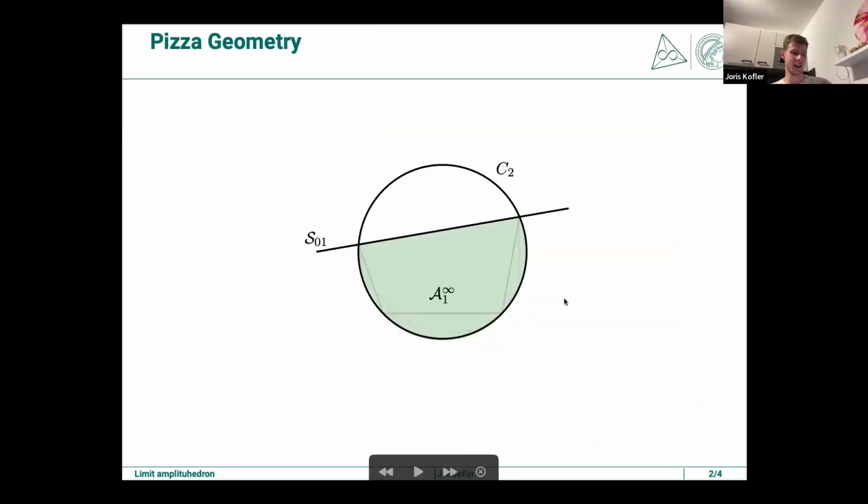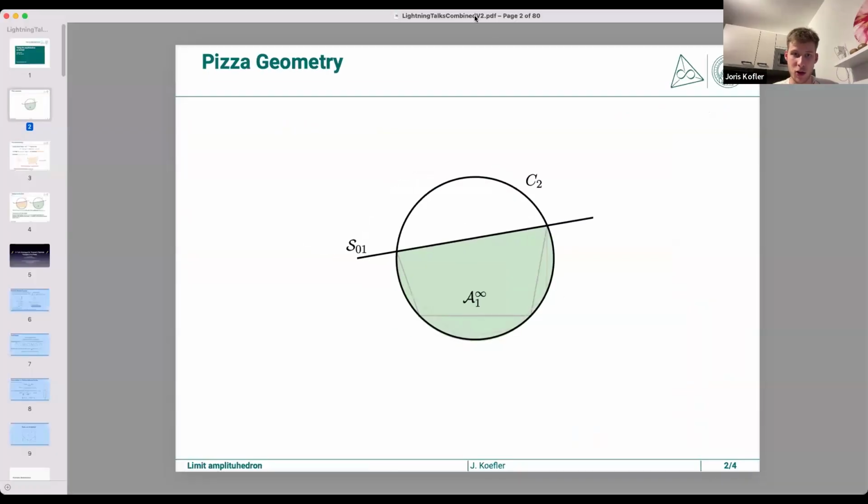Yes, so I want to use my 4 minutes to basically explain this picture to you. This is dubbed the pizza geometry, an example of a positive geometry, and it is fairly well known to the community. In this project, we took a spin on it, generalized it, and related it to the amplituhedron. So we can go to the next slide.